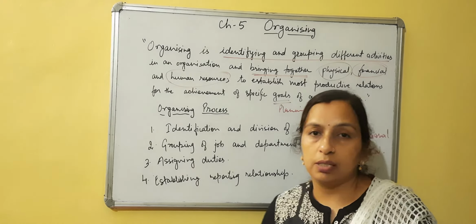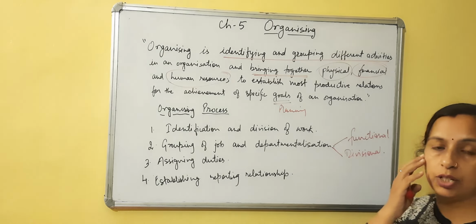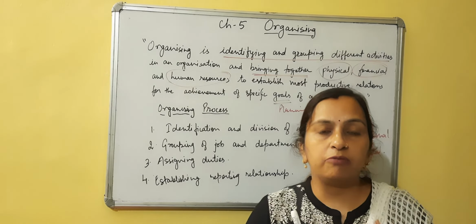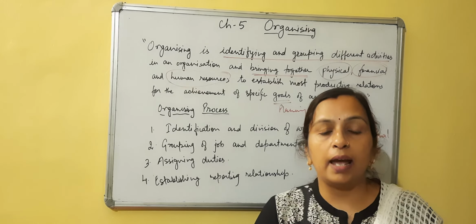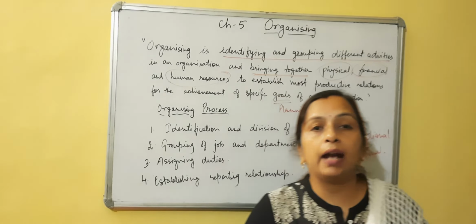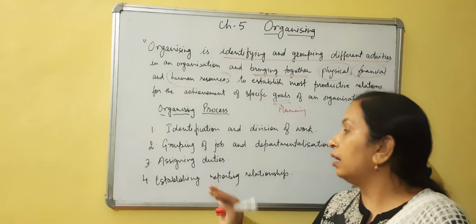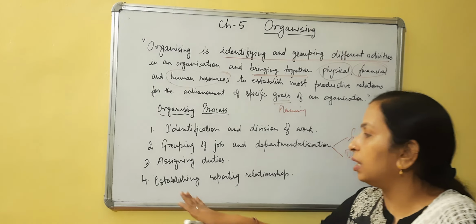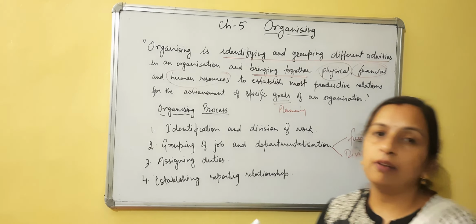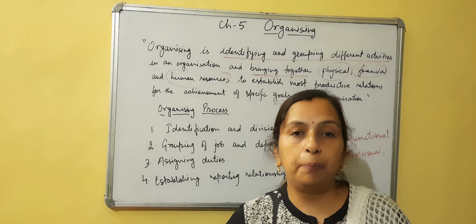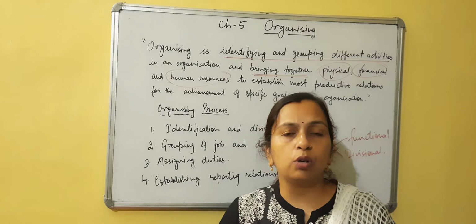So you are assigning duties, and then establishing reporting relationship. This clearly mentions who is going to report to whom. Suppose I am working in an organization, who is there to give me orders and instruction, whose orders and instruction I have to follow, and whom I'll report. Okay, so there should be clarity in reporting relationship, that from whom a person will receive orders and to whom a person is going to report. So there will be no conflict, no confusion in the organization.